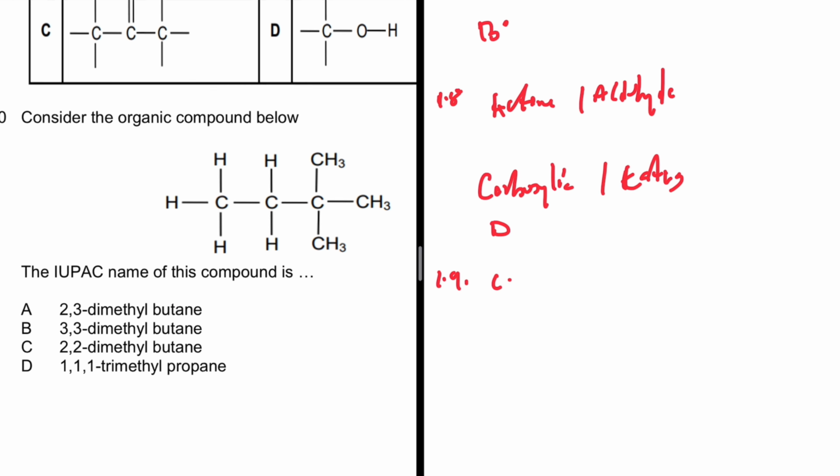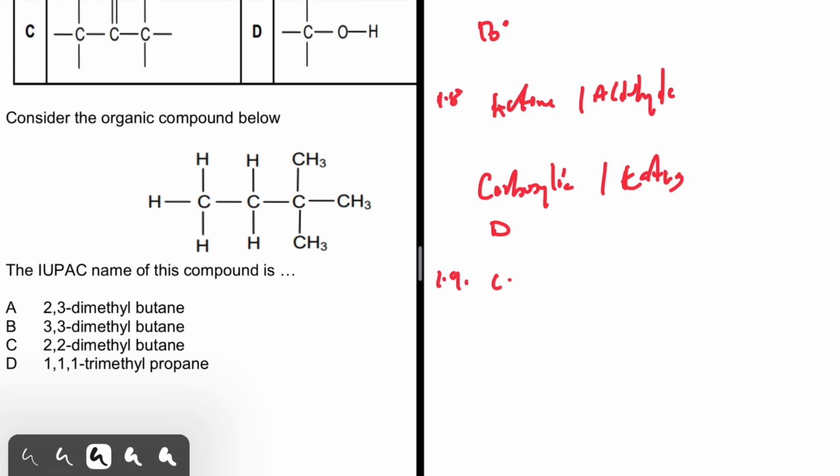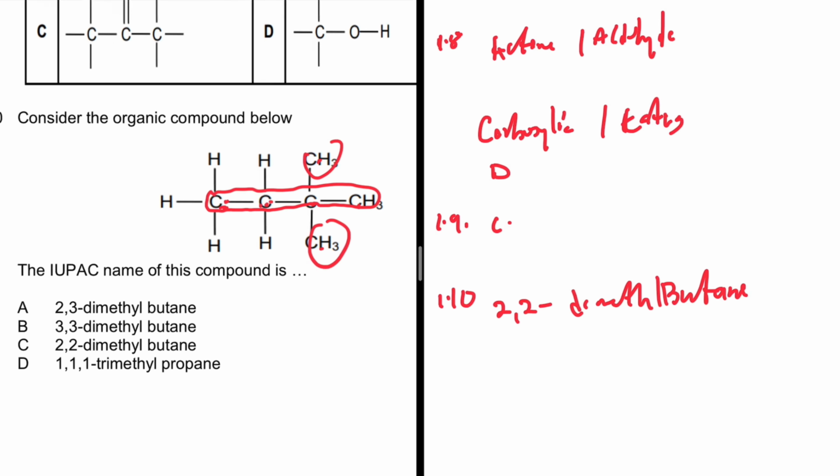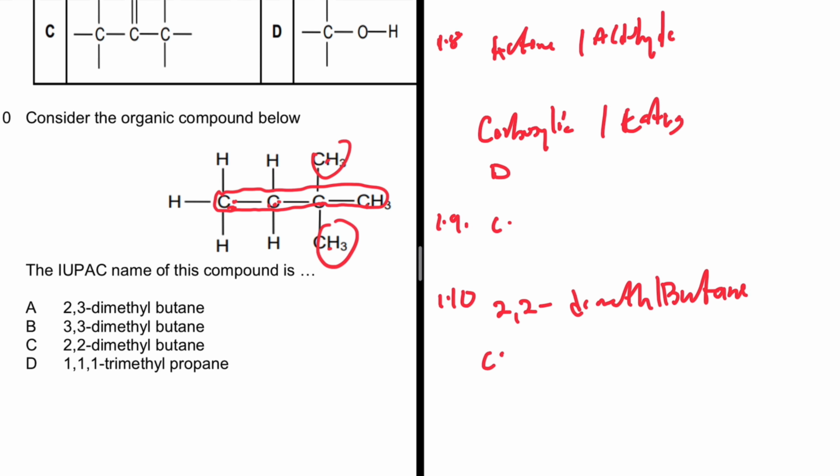And then the IUPAC name of the compound given. Obviously, the first thing that you're going to look for is the longest carbon chain. So let's take a look. 1, 2, 3, 4. 1, 2, 3, 4. So we can just go straight to make our lives a bit simple. So that is 4, right? So we know that it is butane, but we have these branches here. We're going to start naming from the side closest to the branch. So that will be 2,2-dimethyl, which is option C. So the answer to 1.10 is C.